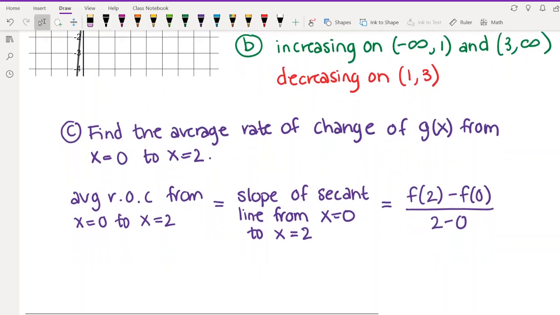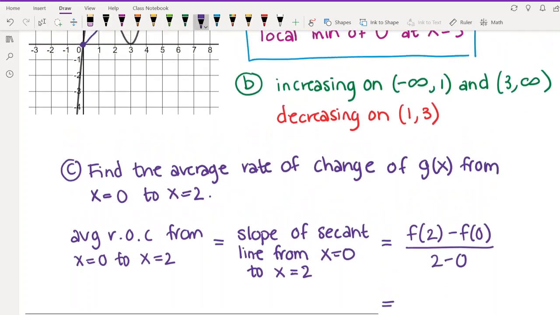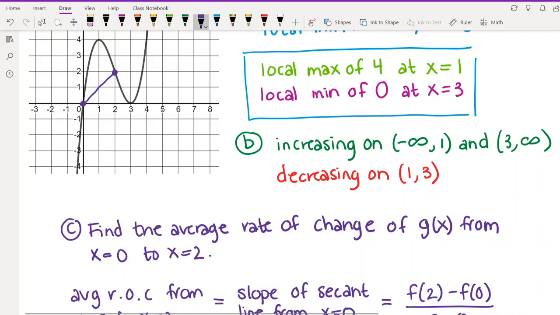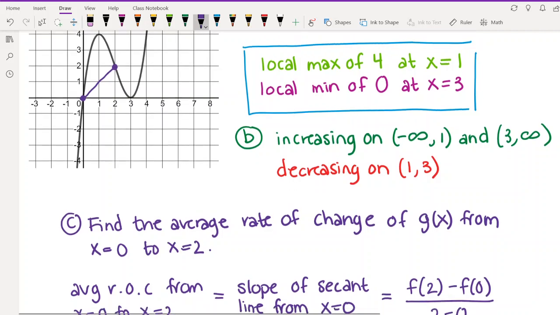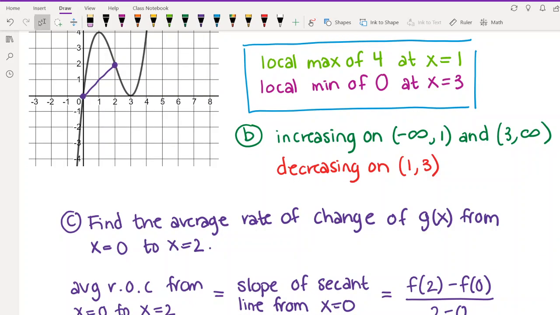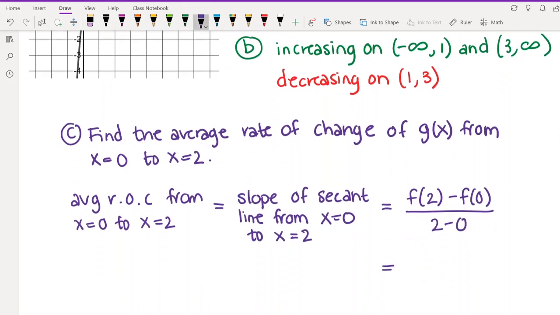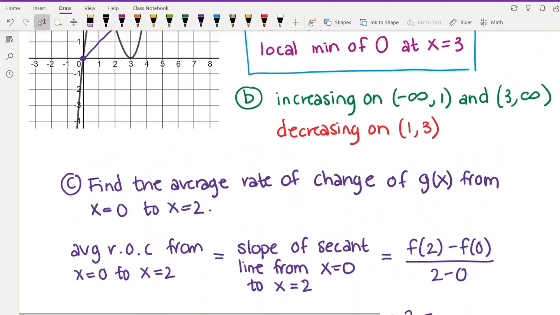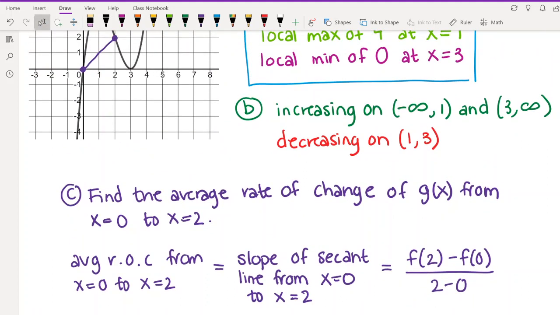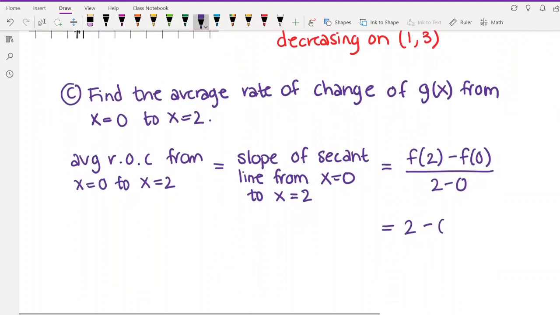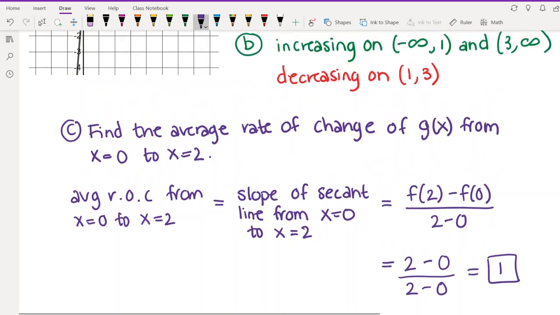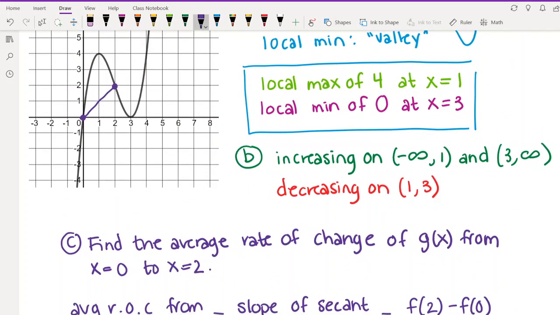So to find this actual slope, you could plug these numbers in, or you could just look at the graph and read the slope, but let's keep doing it this way. f of 2 is actually equal to 2 on this function, right? It looks like if you plug in 2, you get 2. So f of 2 is 2. f of 0 happens to also be 0 because the graph goes through the point (0, 0). And so we end up with 2 over 2, which is equal to 1. So that is the average rate of change. Or you could just look at this line that we drew and say, well, it has a slope of 1.